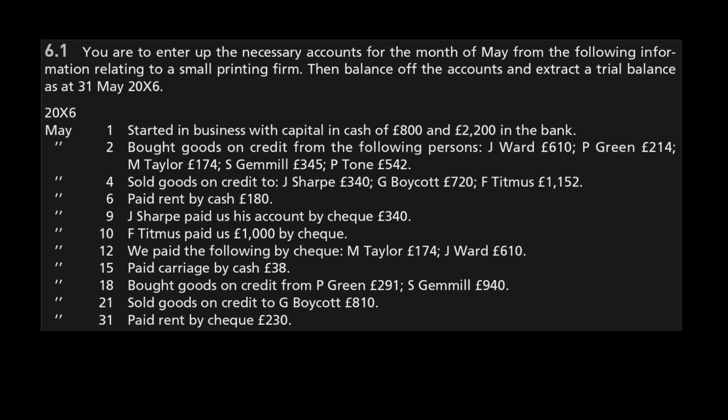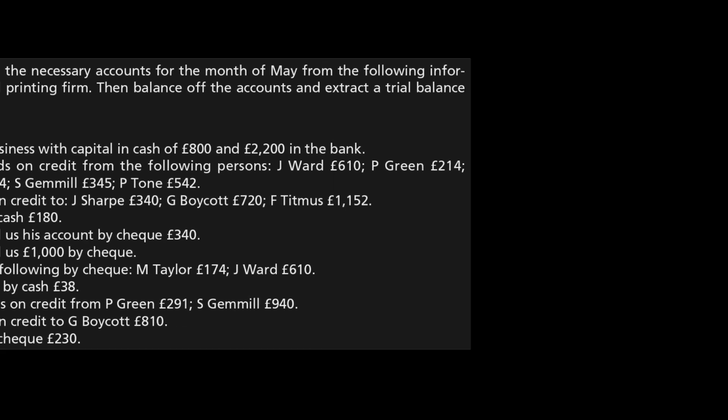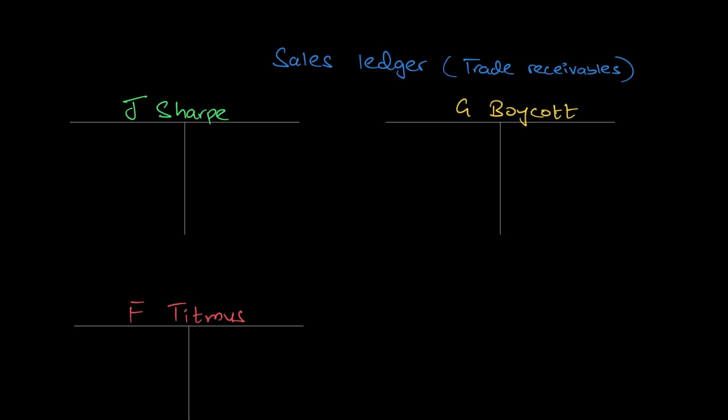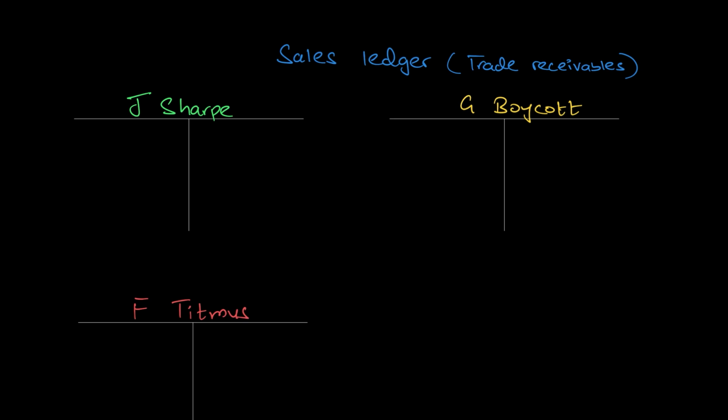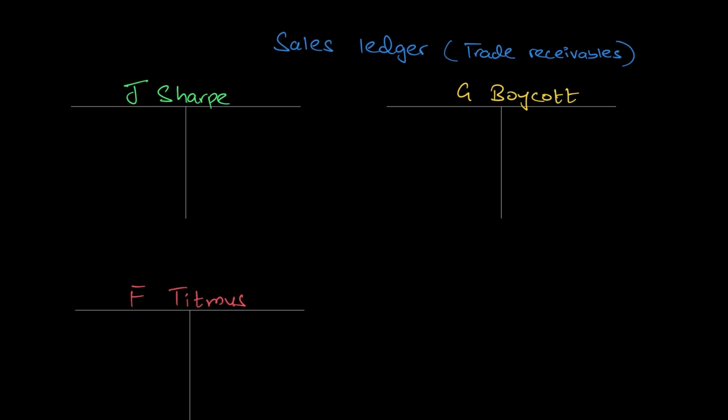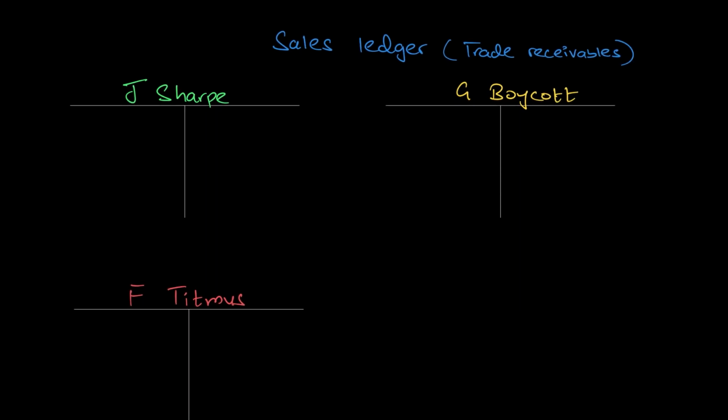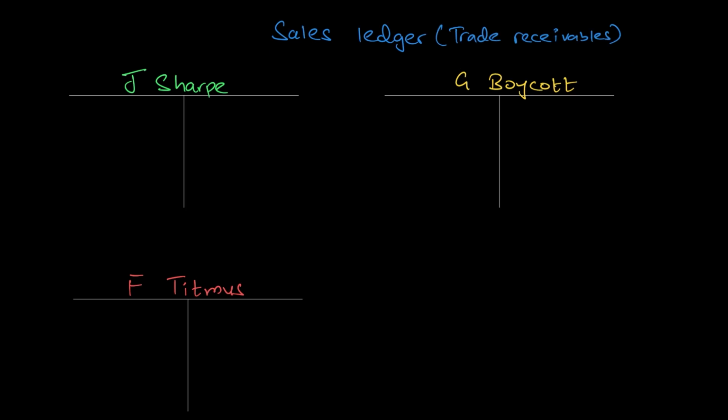Let me just go back over here. Yes. Okay, so I'm going to remove this now, and we'll draw something called the sales ledger. So sales ledger is a record of all trade receivables. We saw there are 3 different trade receivables over here: J Sharp, G Boycott, and F Titmus. In our sales ledger, we will collect all data regarding our trade receivables, and this will be presented in a T account format.